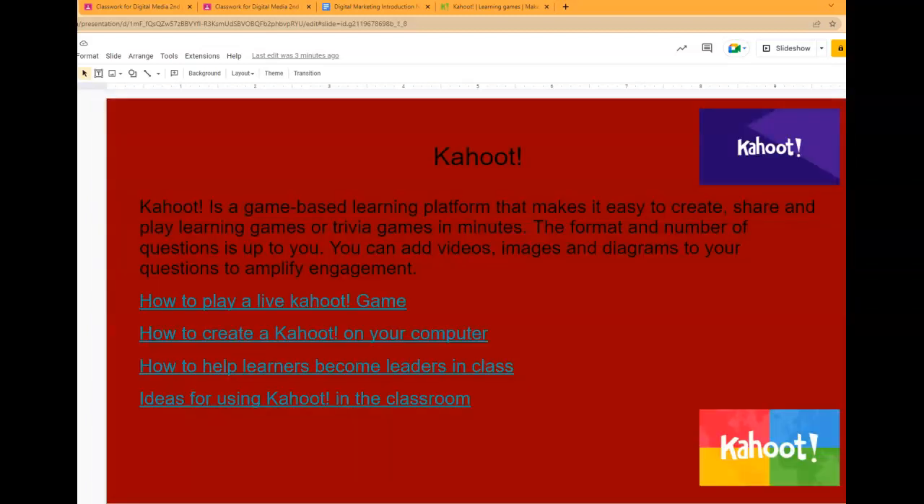The second technology I used was Kahoot. Kahoot is a game-based learning platform that makes it easy to share and play learning games or trivia games in minutes. The format and number of questions is up to you. You can add videos and image diagrams to your questions to amplify engagement.